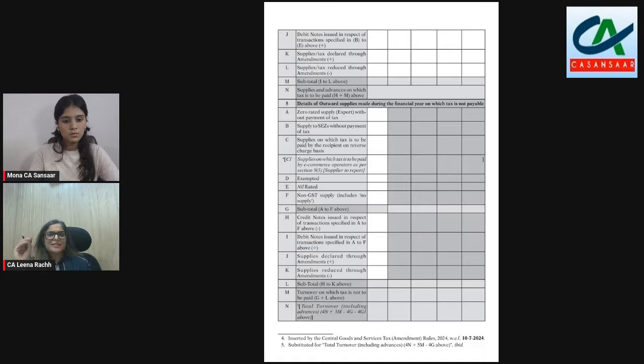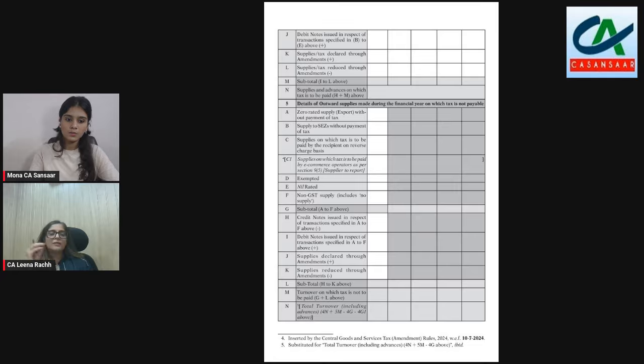First things first, this table needs you to report figures of ITC of last year, which you have claimed this year. And the only thing you have to keep in mind is that while reporting this figure, if it includes any reclaimed ITC, which you've reclaimed under Rule 37 or 37A, that need not be reported here. Now, what happens when we are filing our 3B? A lot of times, your ITC of 1 year is claimed in another year.